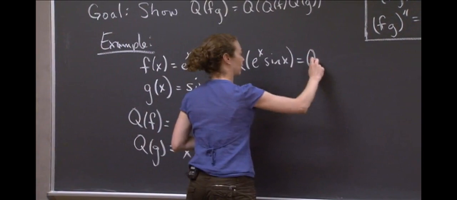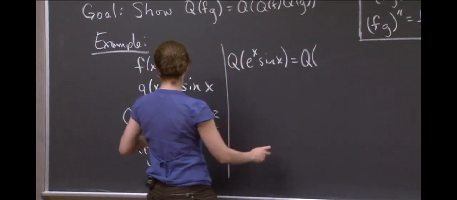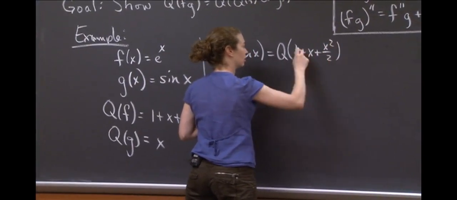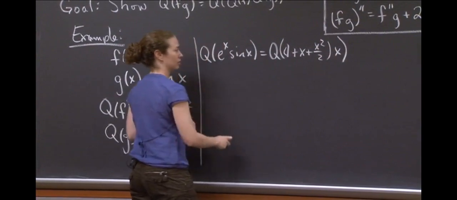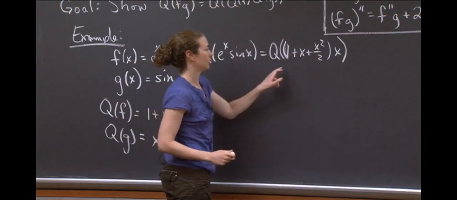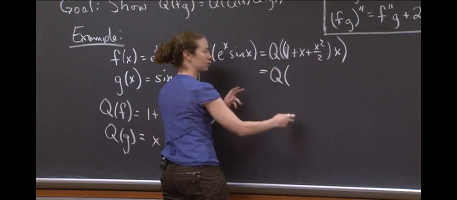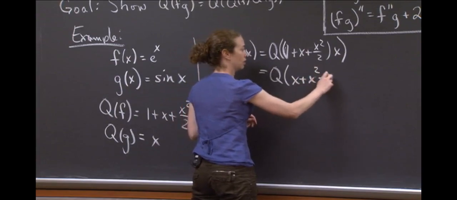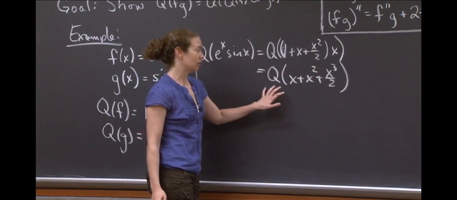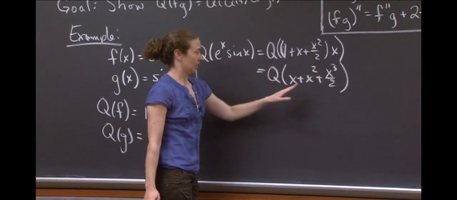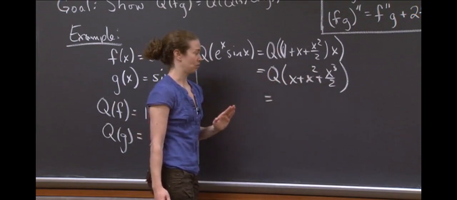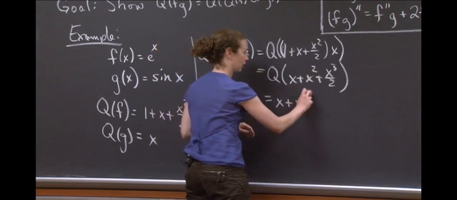So instead I can take the quadratic approximation of the quantity 1 plus x plus x squared over 2, times x. Sorry, that's a parentheses. And what is that? The quadratic approximation to that is the quadratic approximation to x plus x squared plus x cubed over 2. And at x equals 0, the quadratic approximation to a polynomial is just all the terms up to the quadratic term. So I drop off higher order terms, and I just get x plus x squared.